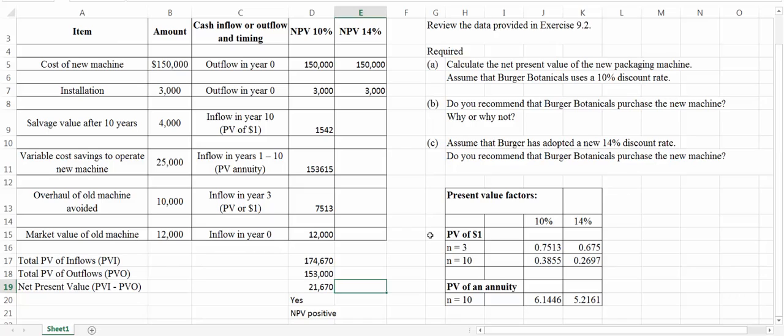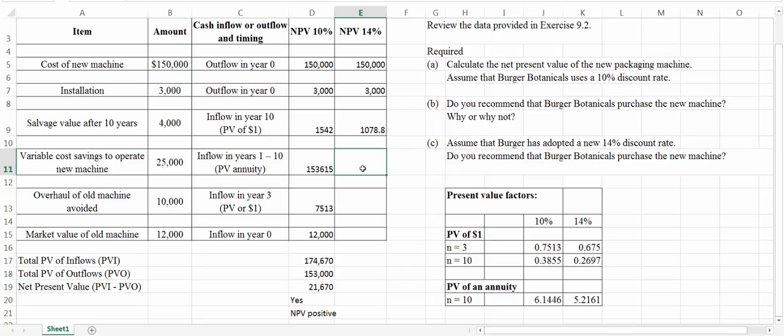Okay, so let's do this again for 14%. So our salvage value after 10 years is going to be equal to the 4,000 times the present value factor for 10 years at 14%. We'll do times. And that gives us 1,080.